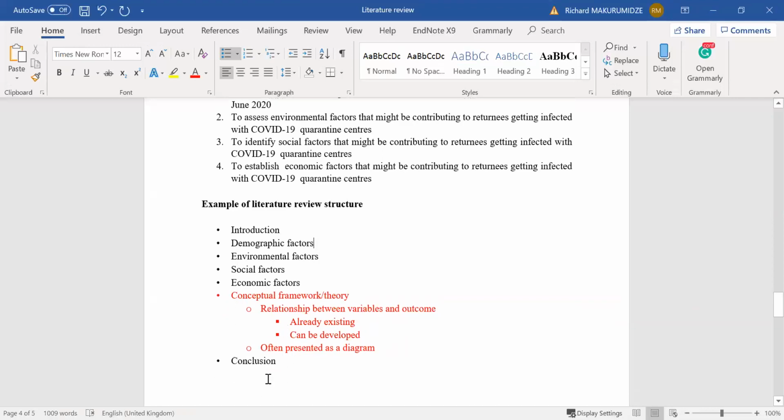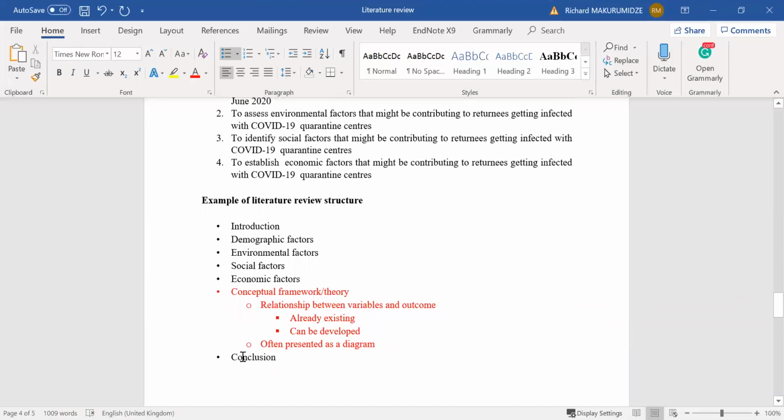Then afterwards, you can have your conclusion. So this one becomes your introduction, then from there is your body, and then your conclusion. I have seen people when writing their literature review say you write the introduction, you write the conclusion, but they say body. It's not like you really have to write the word body.